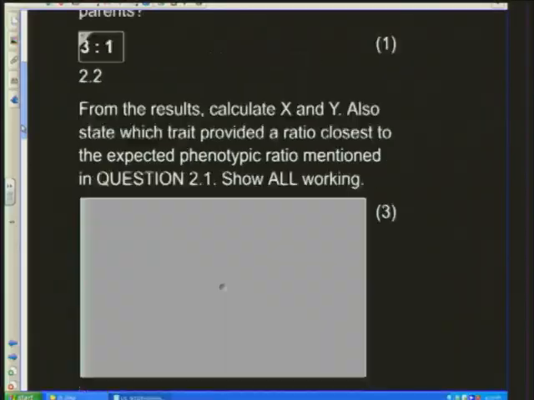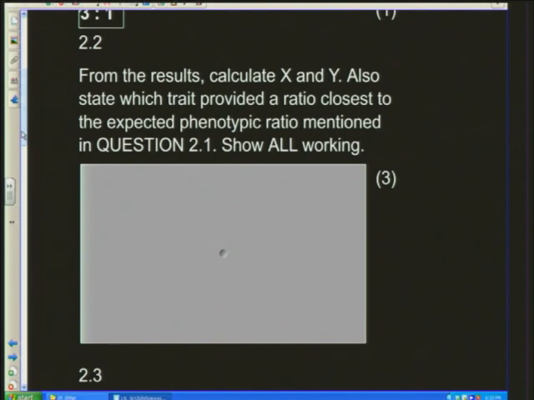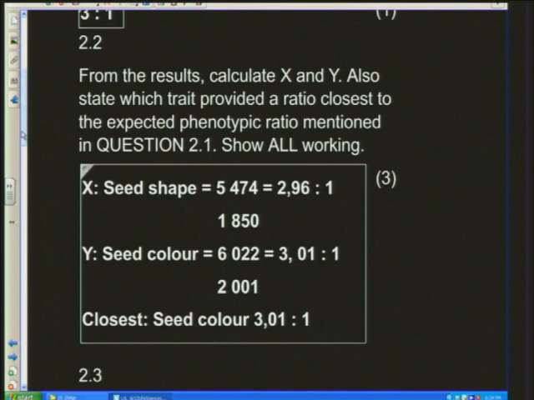From the extract, from the results, calculate X and Y. Also state which cross provided a ratio closest to the expected. Here's your expected, your 3:1. Show all working. Simple. I'm not going to go into the calculations. You can do this on your own.